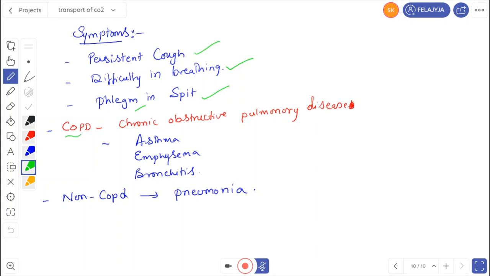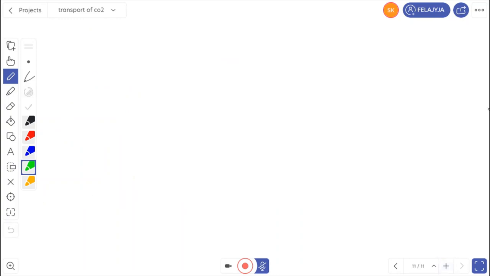So what is meant by COPD now? Chronic obstructive pulmonary disease is called COPD. Which diseases come under COPD? Asthma, emphysema, and bronchitis come under COPD. There is one more disease called pneumonia. Pneumonia is a non-COPD disease. It does not come under chronic obstructive pulmonary disease. Let us see what is meant by pneumonia.